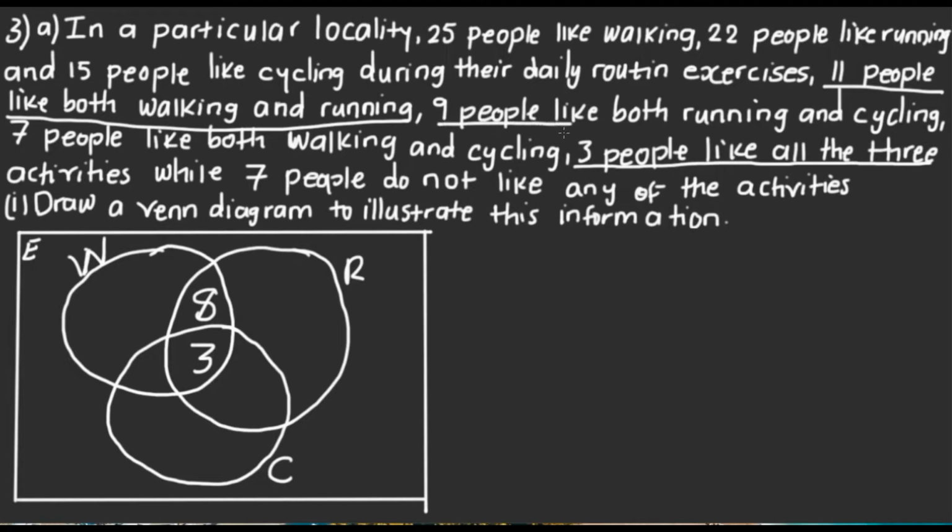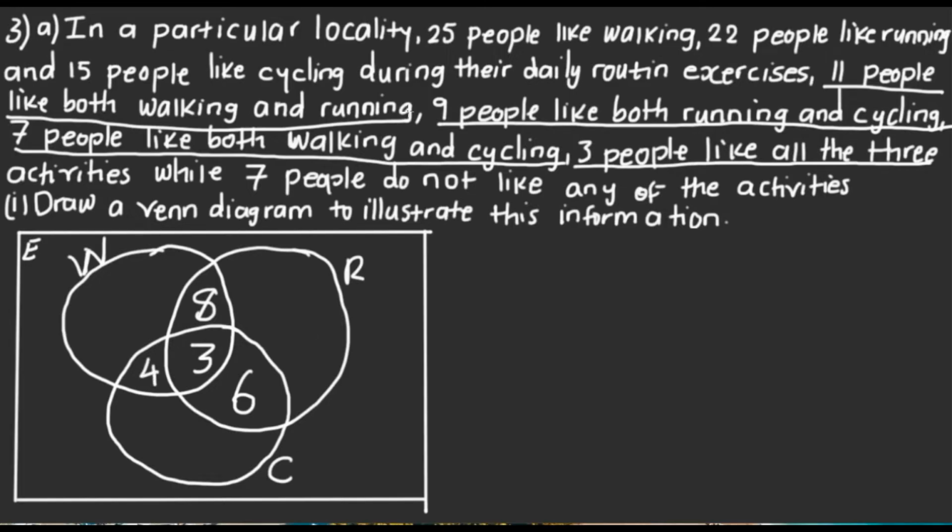9 people like both running and cycling. So we have 9 at this region. Now from that 9, you subtract a 3. So which is giving us a 6. So to show this region here and here, you subtract from the intersection of the 3. Now we have 7 people like both walking and cycling. So 7, we subtract a 3. We have the total of 4.